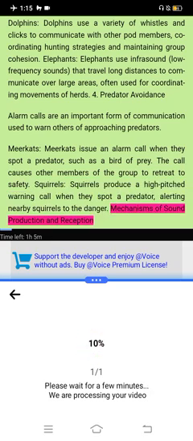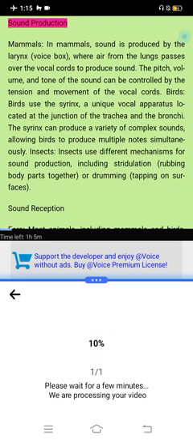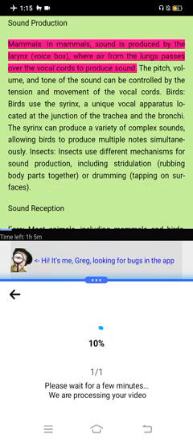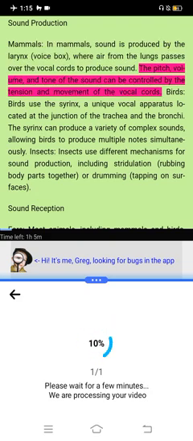Mechanisms of sound production and reception. Sound production. Mammals. In mammals, sound is produced by the larynx, or voice box, where air from the lungs passes over the vocal cords to produce sound. The pitch, volume, and tone of the sound can be controlled by the tension and movement of the vocal cords.